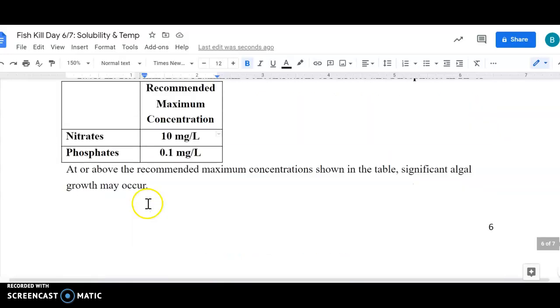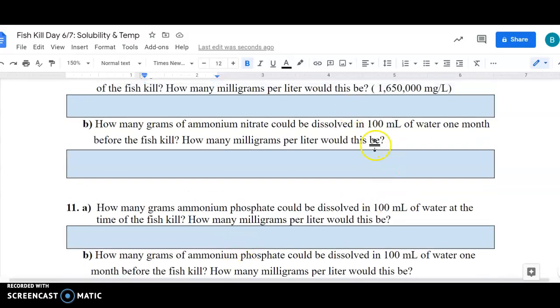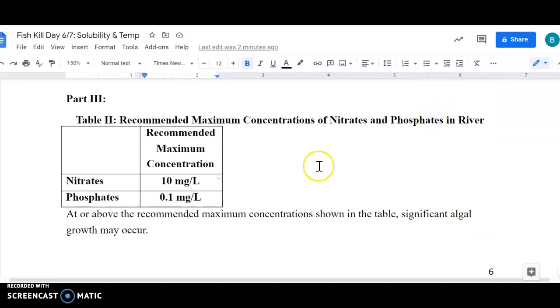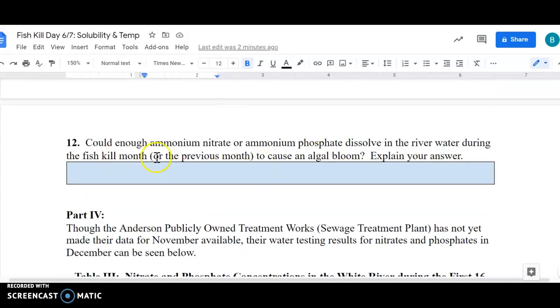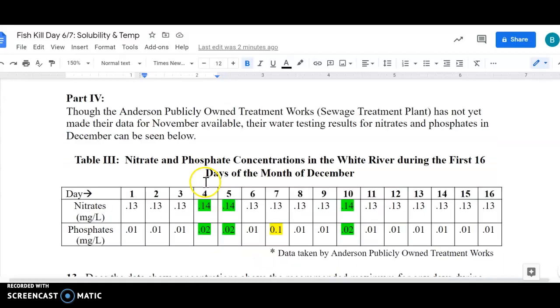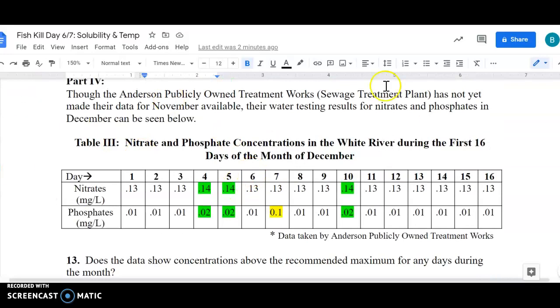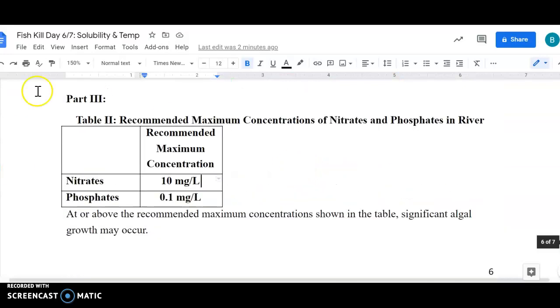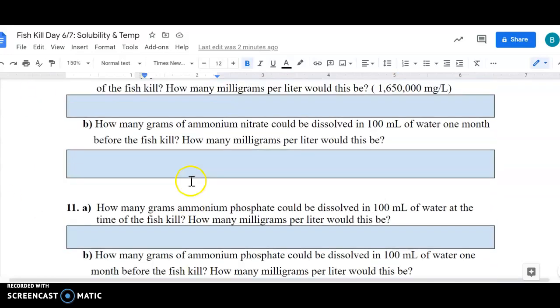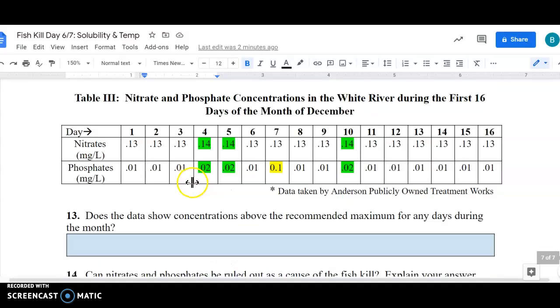Based on the data, I want you to include what numbers you get here for milligrams per liter and compare them here. Are they larger concentrations or smaller? Explain for 12. Then for 13, we're going to use a different set of data. For part 3, you use this data and from part 2. For part 4, you use table 3 instead.